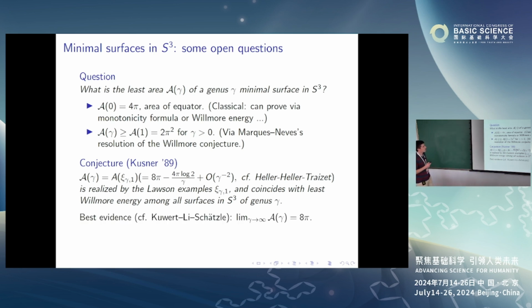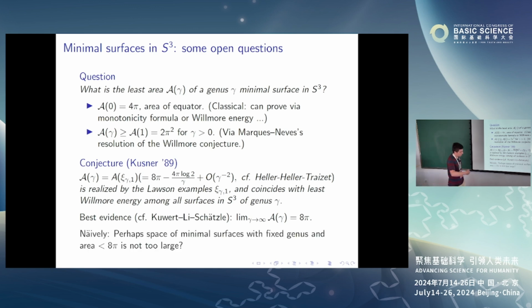So for instance, the best that we know, well, obviously this will be an upper bound on the least area, since it's coming from an example. And we know from Kuwert and Schätzle that to leading order, as the genus goes to infinity, this is correct. So we know that you can't have a sequence of minimal surfaces with genus gamma going to infinity whose limiting area is less than 8 pi. Okay?